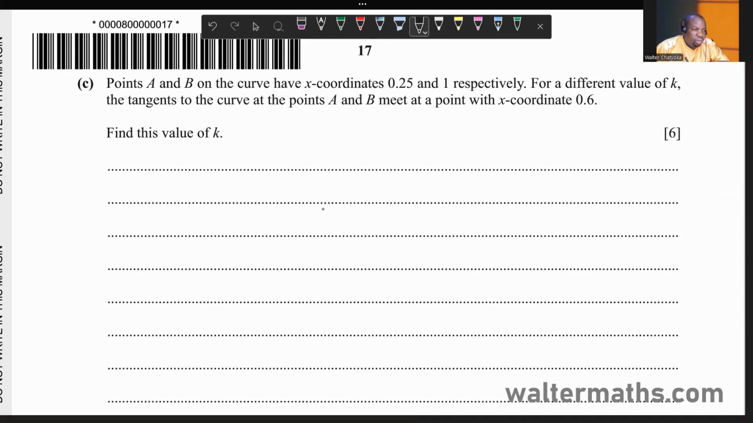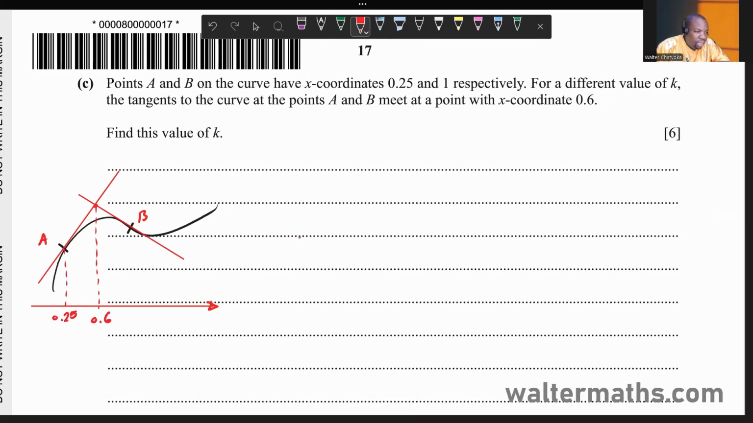Okay, so we have the curve and we have points A and B, which have x coordinates 0.25 and 1. And then they say for a different value of k, the tangents to the curve at the points A and B meet at a point with x coordinate 0.6. So we have a tangent at A here and another tangent at B here. They meet at another point, which has an x value of 0.6. So let's say this is the x-axis. This is a sketch, just to illustrate and make sense of what we have. This is 0.25, and this is 1, according to what they've told us. So they're saying we should find the value of k.